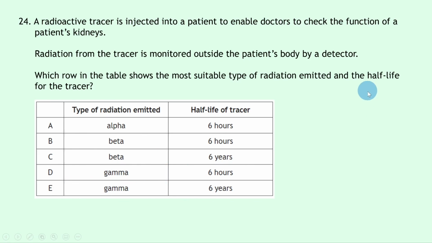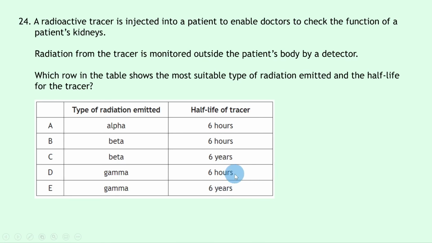And to think about the half-life for the tracer, if you think about a patient being administered with a radioactive tracer when they go into hospital in the morning, you would like to think that the radiation inside their body when they leave the hospital later that day is going to be at a safe enough level for them to go about their everyday lives. So having a half-life, which remember is the time taken for the activity of a source to decrease to half its original value, of 6 years, is going to be way too long for the radiation to be at a safe level for the patient.